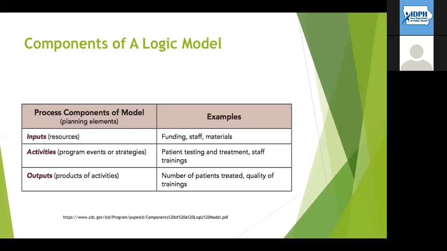The activities are, what are those things that you're going to do? So what is it you're going to do? And then the outputs is, how do you measure the things that you did? Kind of think about process evaluation. So inputs are just resources. Activities are the things that you're going to do. And then the outputs are how you're going to count the activities that you did. So that's the implementation piece of the logic model.